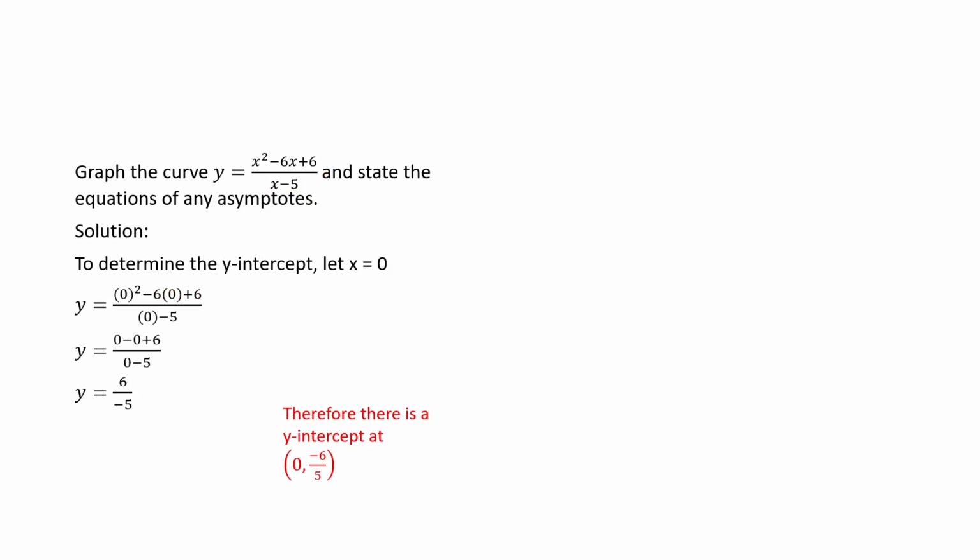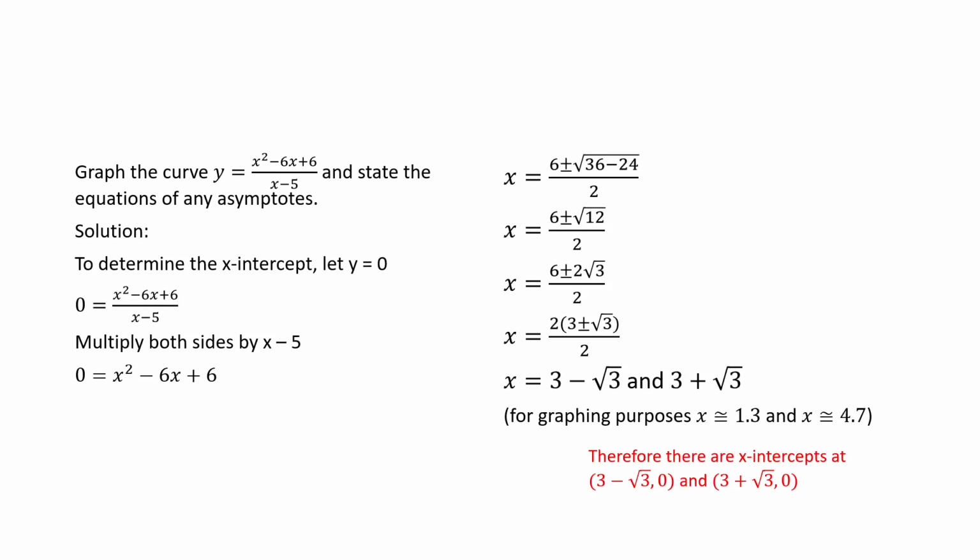Now let's determine the y-intercept. Well, to do that, we simply let x equal 0, and when we evaluate y, we get negative 6 over 5, so there's our y-intercept. To determine our x-intercepts, we let y equal 0, and in this situation, we are going to have to use the quadratic formula, and we determine that x is equal to 3 plus or minus root 3. So for purposes of graphing, it's helpful to have decimal approximations to draw a good graph. So we have 1.3 or 4.7.